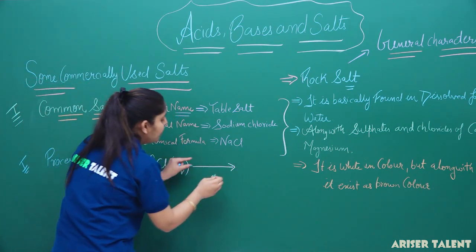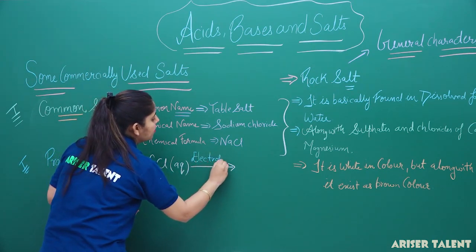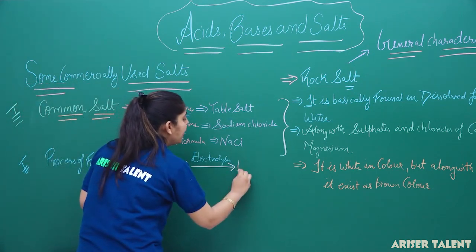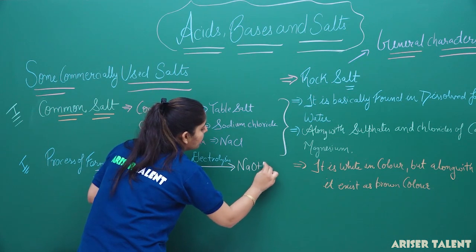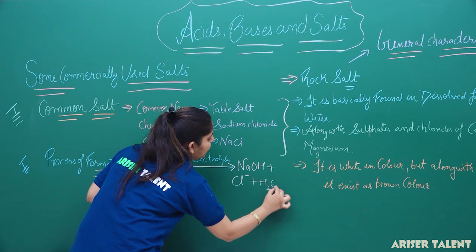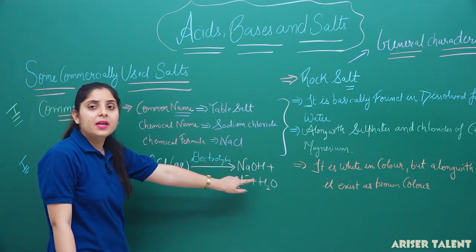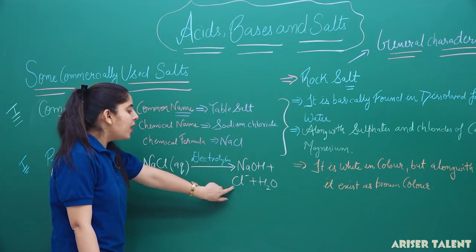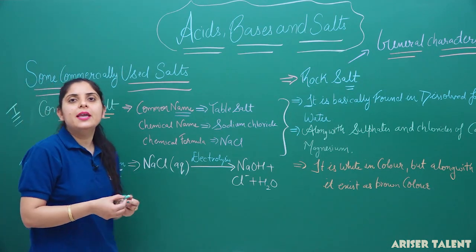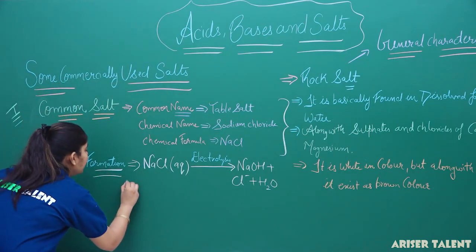Now what happens? We will do the electrolysis of this NaCl. We are performing electrolysis. After electrolysis, the products we obtain in the equation will be NaOH plus Cl negative plus H2O. So, on electrolysis of NaCl, the first products we are obtaining are sodium hydroxide, chloride ions and water. Now, on the electrolysis, two reactions will take place, one at the anode part and one at the cathode part. So, we have the two reactions.